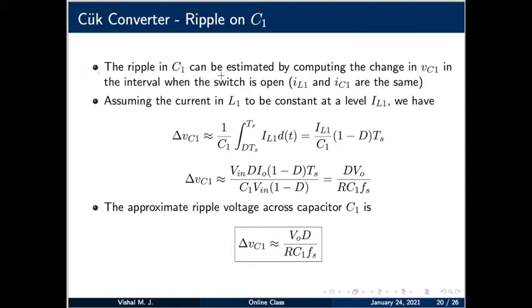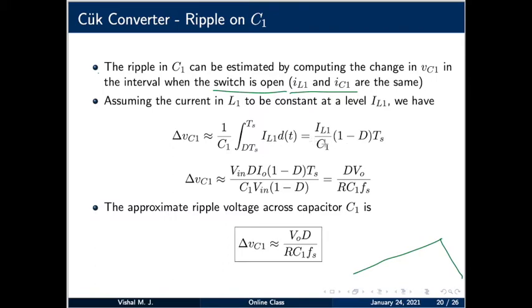There are two intervals, when the switch is closed or the switch is open. We will consider the switch is open. If you are comfortable with the switch closed, you can do that as well. Here IL1 and IC1 are the same. That is, when the switch is open, IL1 is equal to IC1. Remember, IL1 has a pattern like this, either rising linearly or falling linearly. But with such a current pattern, it will be difficult to do the integration.